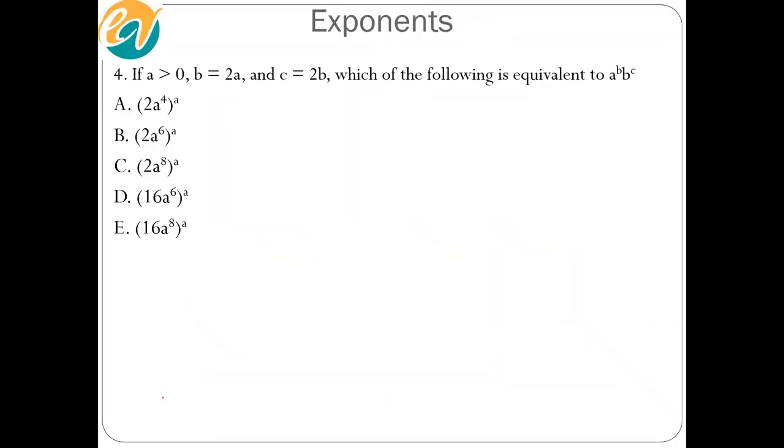This is an official question, definitely on a difficult level. If A is greater than B, B is equal to 2A and C is equal to 2B, which of the following is equivalent to A raised to the power of B into B raised to the power of C?